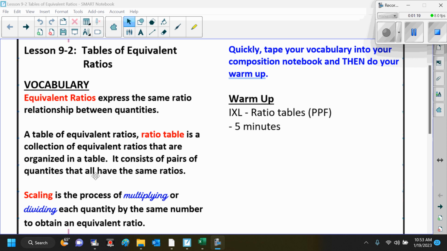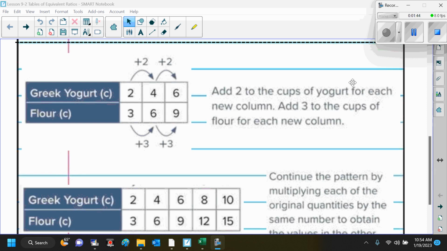Now, when we do that, and we organize our ratios in a table, that is a table of equivalent ratios. They call that table a ratio table. And that is a collection of equivalent ratios that are organized in the table. It consists of pairs of quantities that all have the same ratios. So we just talked about multiplying and dividing. And now we have a table that has addition in it.